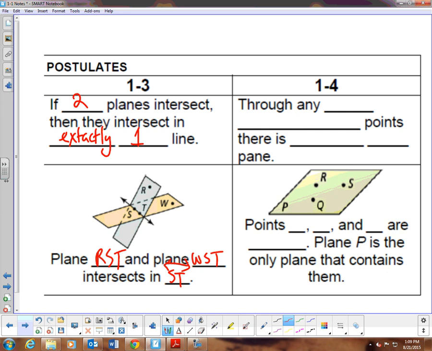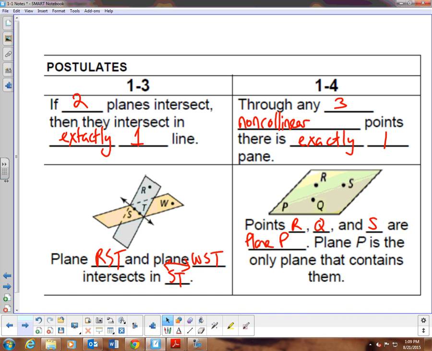And that's postulate 1-3, and so then we got postulate 1-4: through any three non-collinear points, there is exactly one plane. So points R, Q, and S are on plane P. And plane P is the only plane that contains them. Okay, so that's why we use 3 points to name a plane, because that's how we define a plane, through any three non-collinear points. Now, you may not know what non-collinear is, and so we'll just have a little discussion about that right now.